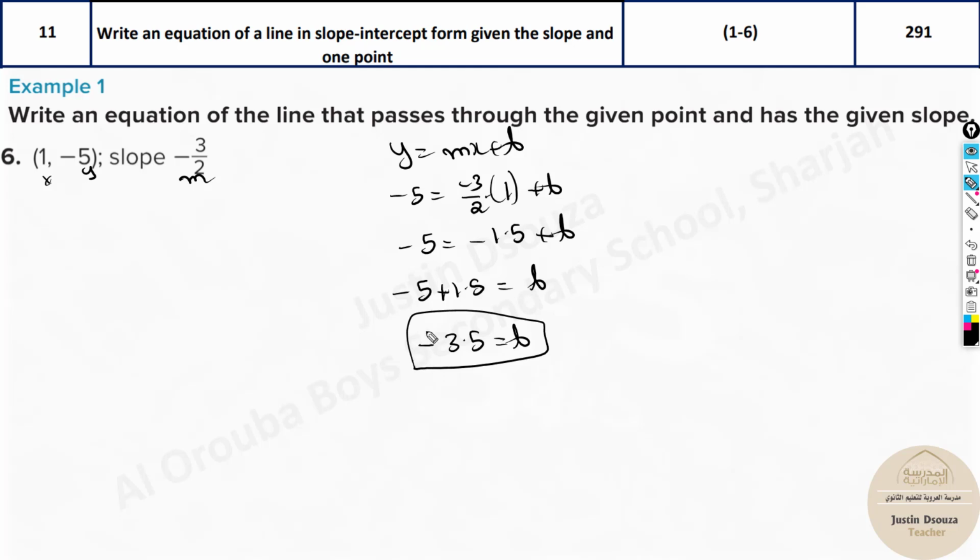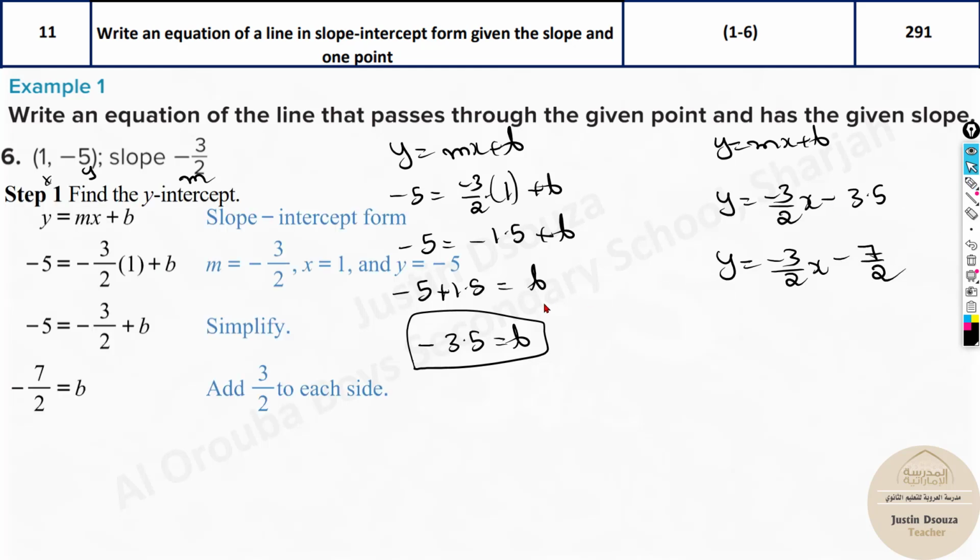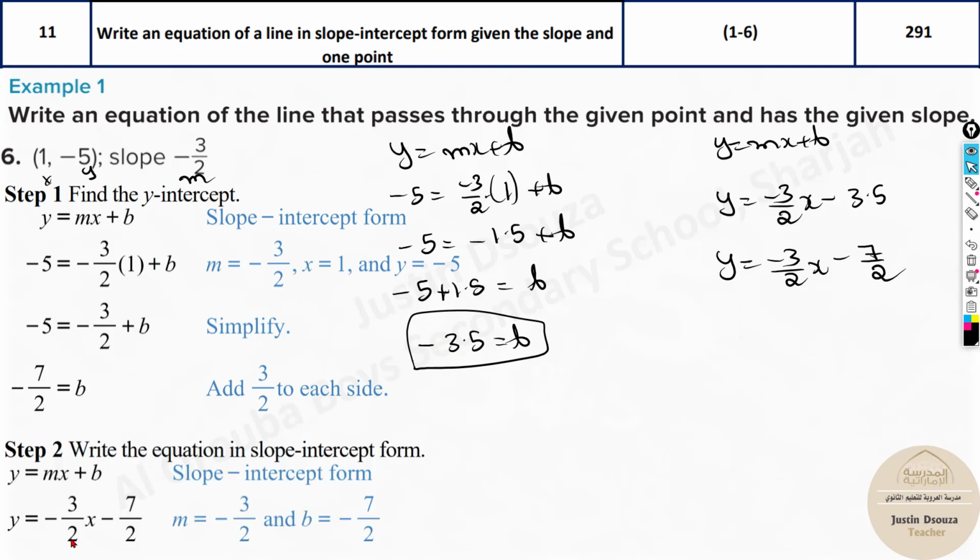I hope this is clear. Next part, same thing, y equals mx plus b. All you do is substitute only the m value, that is negative 3 by 2, x plus what is b? It is negative, so I'll write minus 3.5. Now what if this option is not there? If you put 3.5 in the calculator, you will get 7 by 2. Which is y equals negative 3 by 2x minus 7 by 2. This will be the final answer. So it's negative 7 by 2 or negative 3.5. So this would be the answer, negative 3 by 2x minus 7 by 2.